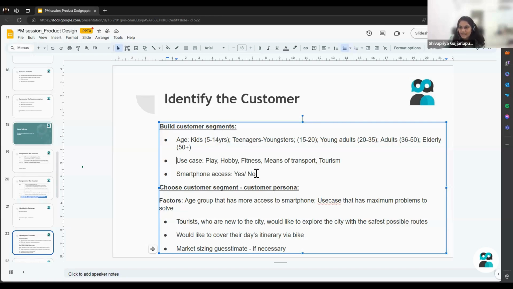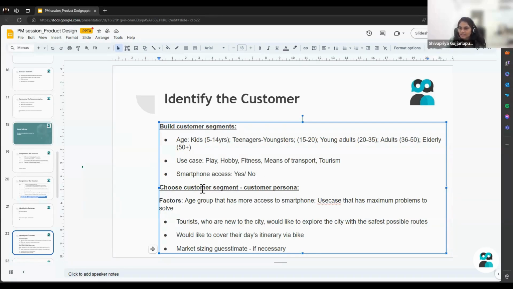And because it's an app, I made sure that one of the factors is smartphone access. Do we have it or not? After using these three factors, the way I came up with picking one persona is to pick an age group that has the most access to smartphones. Remember, the way we pick a customer segment is based on reach and impact. Based on reach, the customer needs a smartphone to be able to use our app in the first place. So we want the age group with maximum access, and the use case with maximum impact, the use case that has the maximum problems to solve.